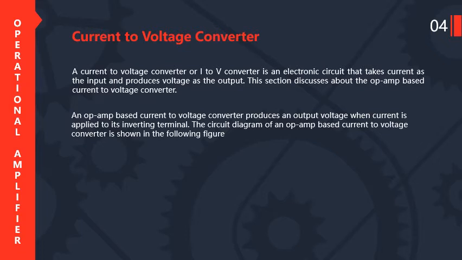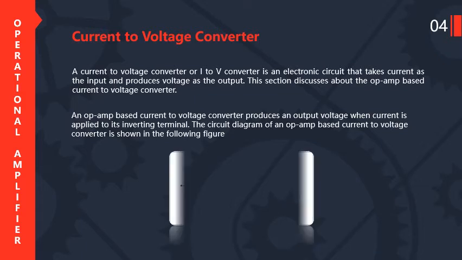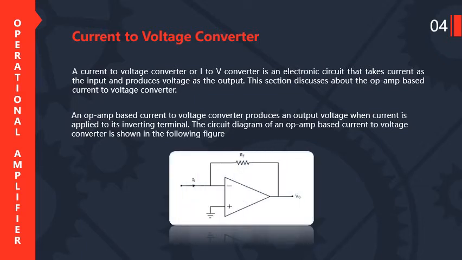An operational amplifier based current to voltage converter produces an output voltage when the current is applied to its inverting terminal. उसमें हमने क्या किया था? नॉन इन्वर्टिंग टर्मिनल में इनपुट दिया था, इसमें हम इन्वर्टिंग टर्मिनल में इनपुट देंगे. The circuit diagram of an operational amplifier based current to voltage converter is shown in a figure. So this is the circuit diagram for the current to voltage converter.